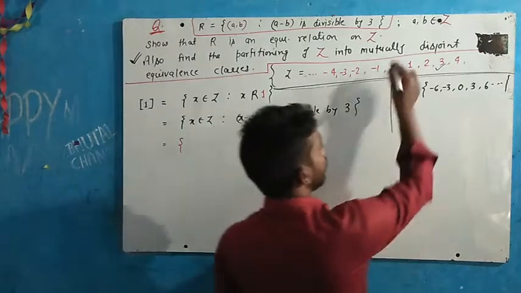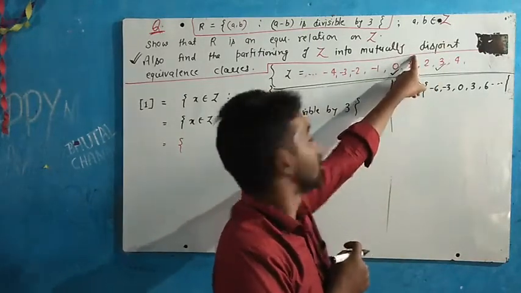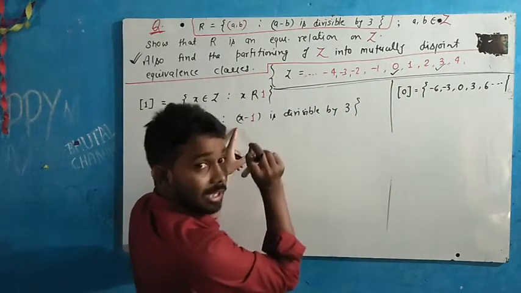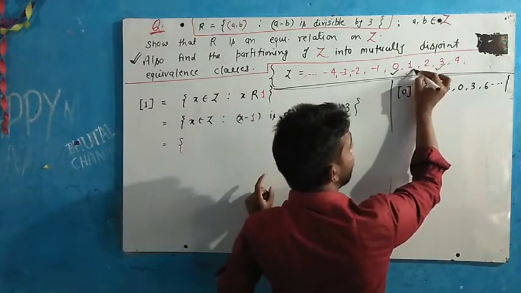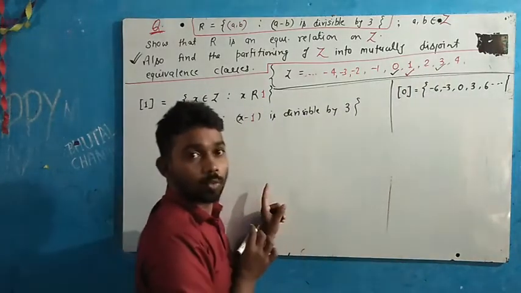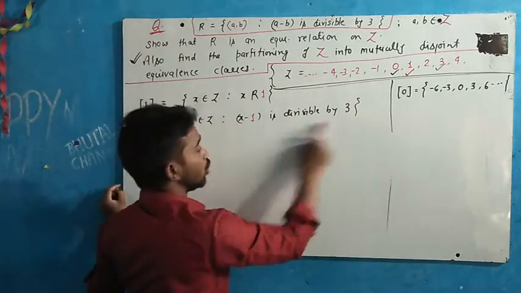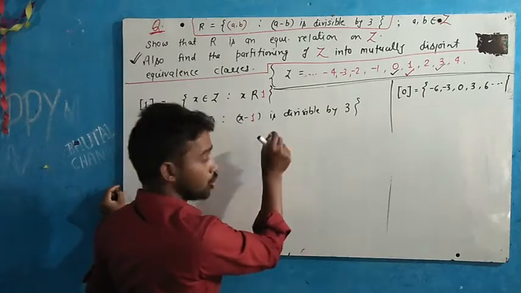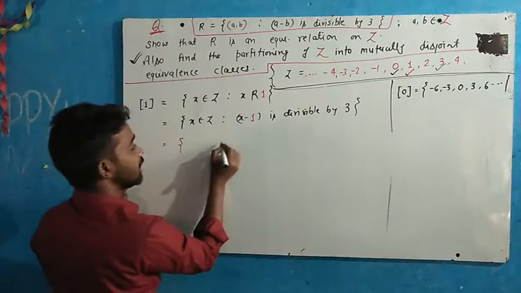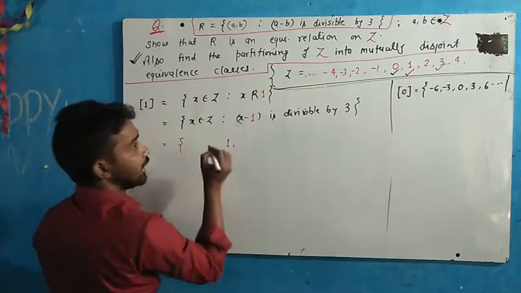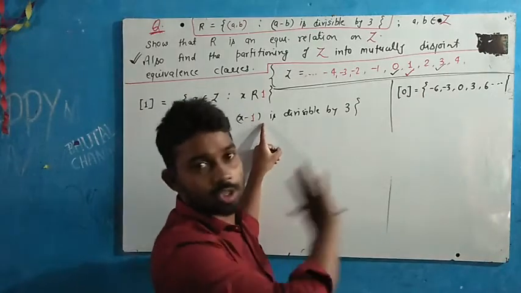Clear? Now after 0, go in this direction. Think about x value 1. So 1 minus 1, we get 0, and 0 is divisible by 3, it is true. It means x equal to 1 we can take. Why? Because after putting x value 1, this statement becomes true. So x value 1 we can take. So here the first element is 1. And next, x value 2 we cannot take because 2 minus 1 is 1, and 1 is not divisible by 3.